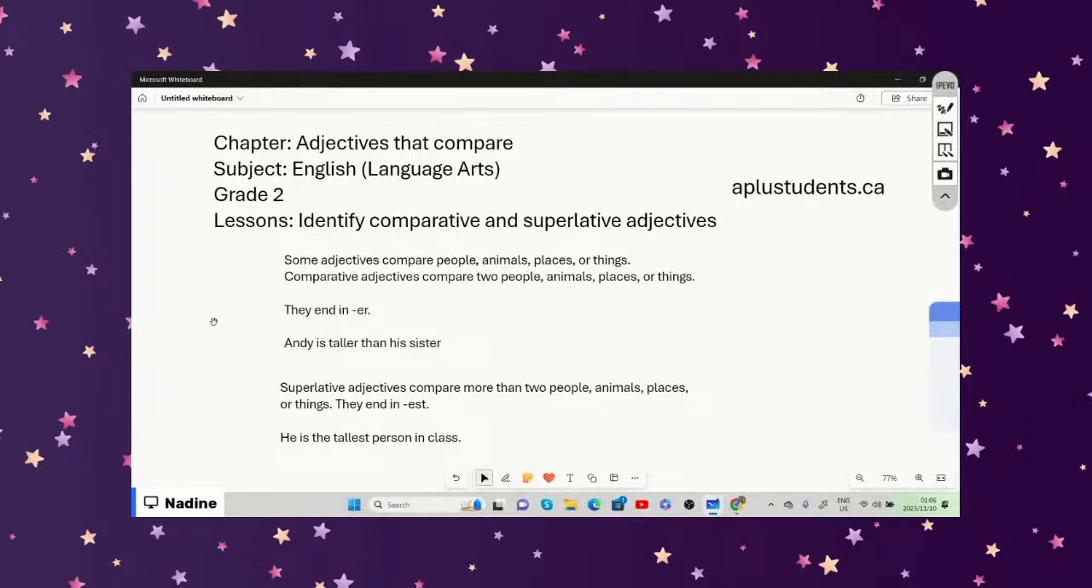When it comes to comparing adjectives, we have a comparative adjective, where we compare two nouns or two words. And then we have a superlative adjective. During this lesson, we are going to find out the difference between a comparative adjective and a superlative adjective, and also when to properly use them.